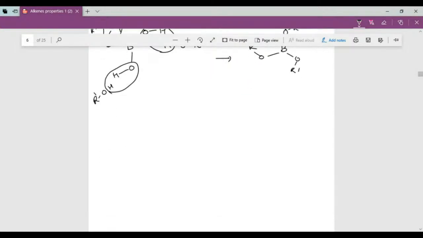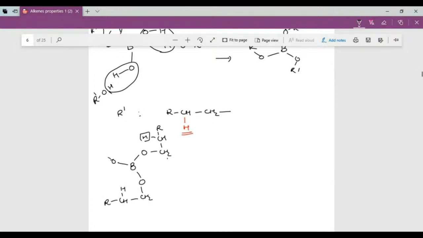As we were saying, we'll replace this R dash now with RCH=CH2. This is the H from B2H6. Okay, so now my alkyl group is OCH2CH(H)R. This H is the red one. OCH2CH(H)R, OCH2CH(H)R. This is our ester.